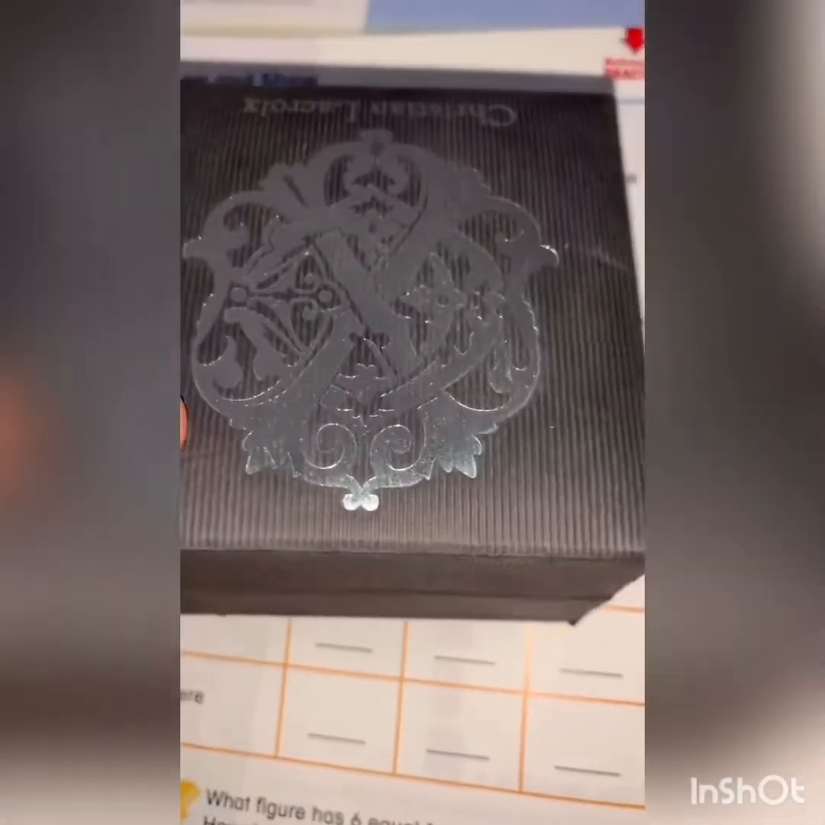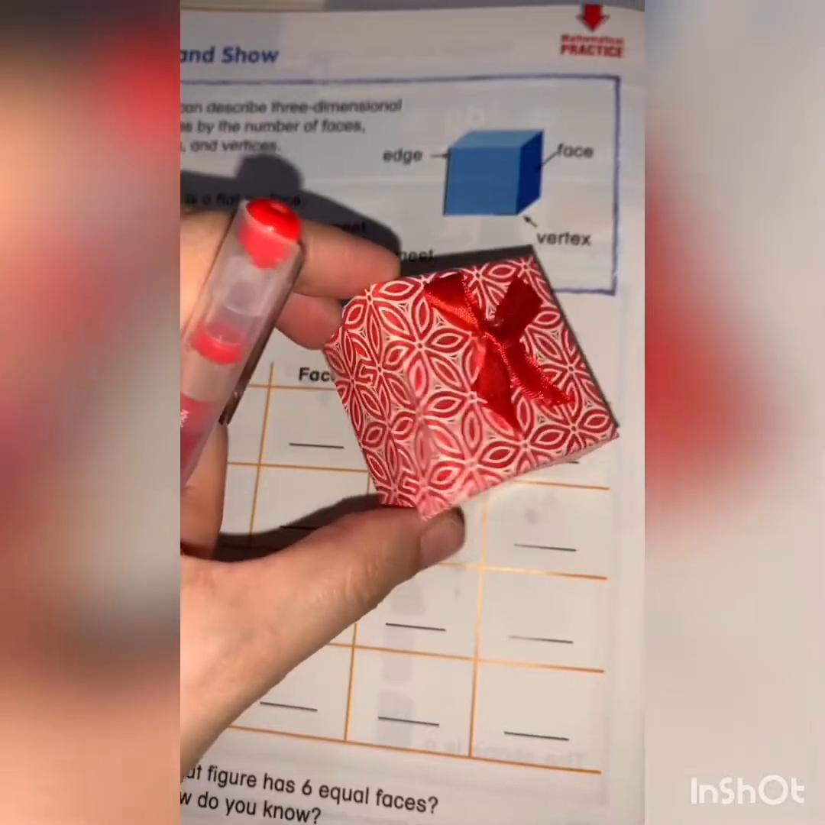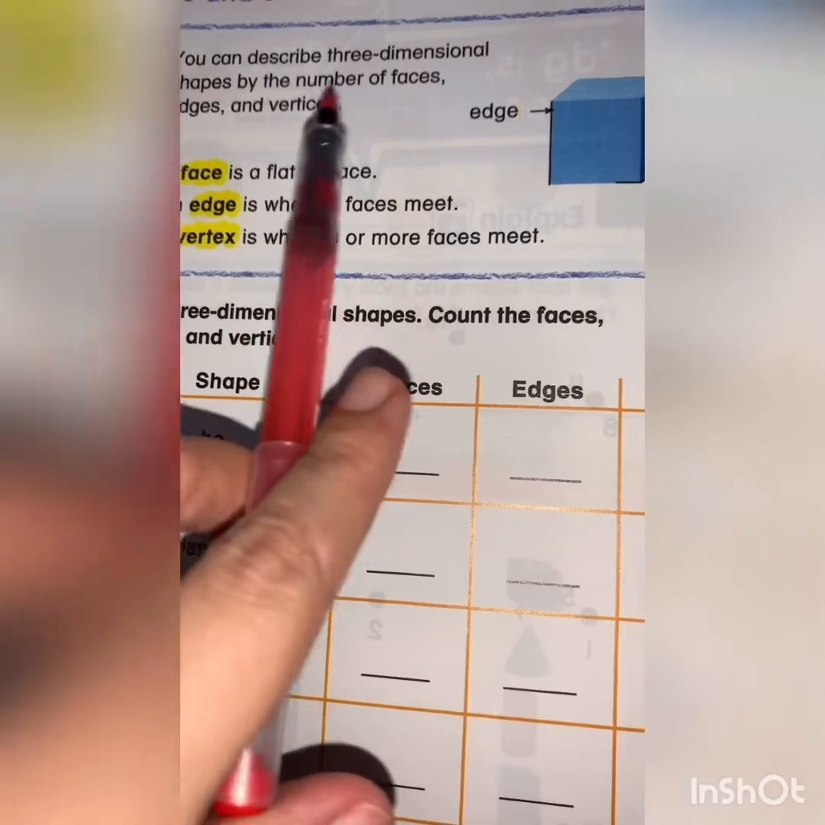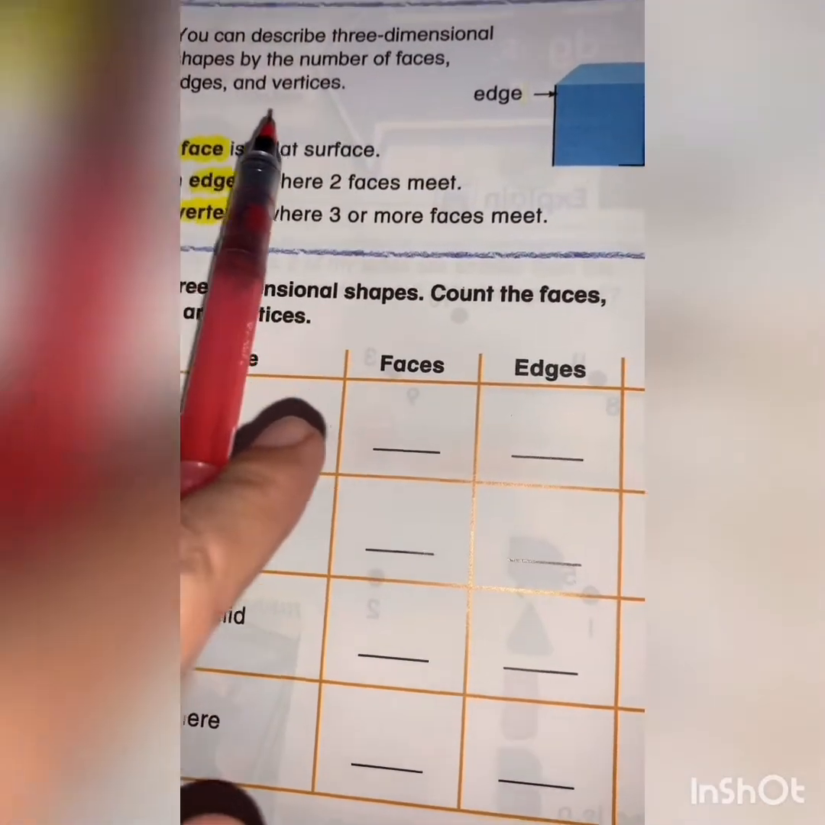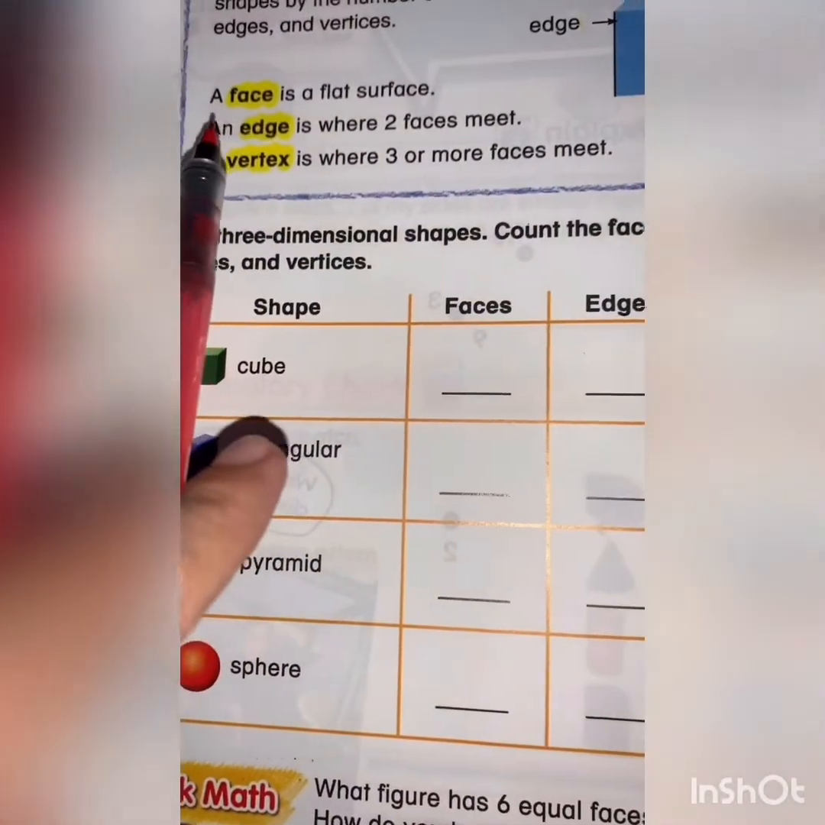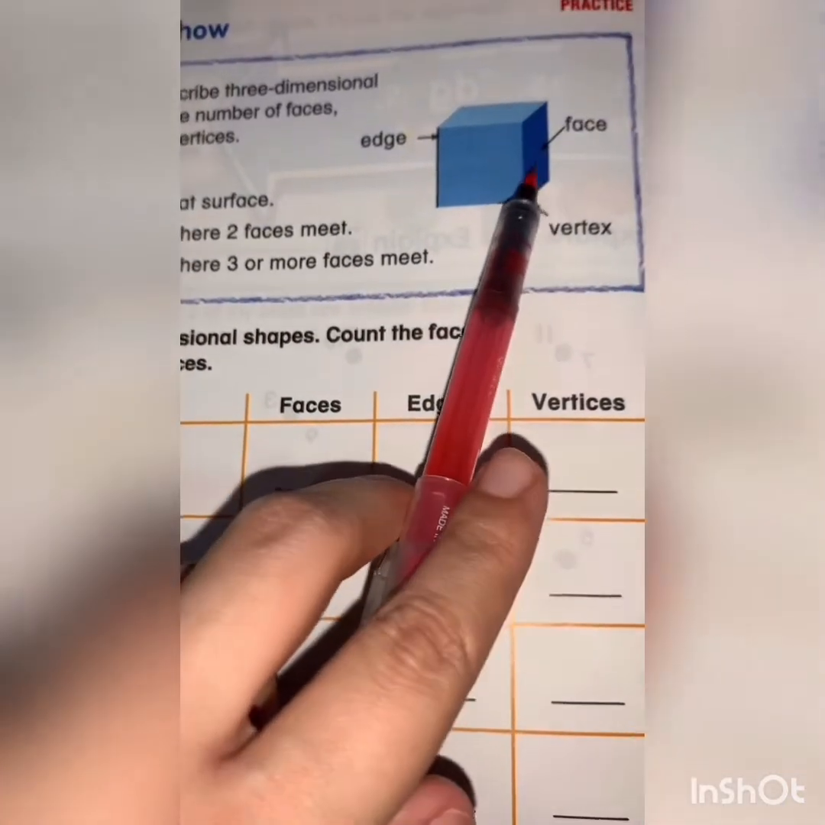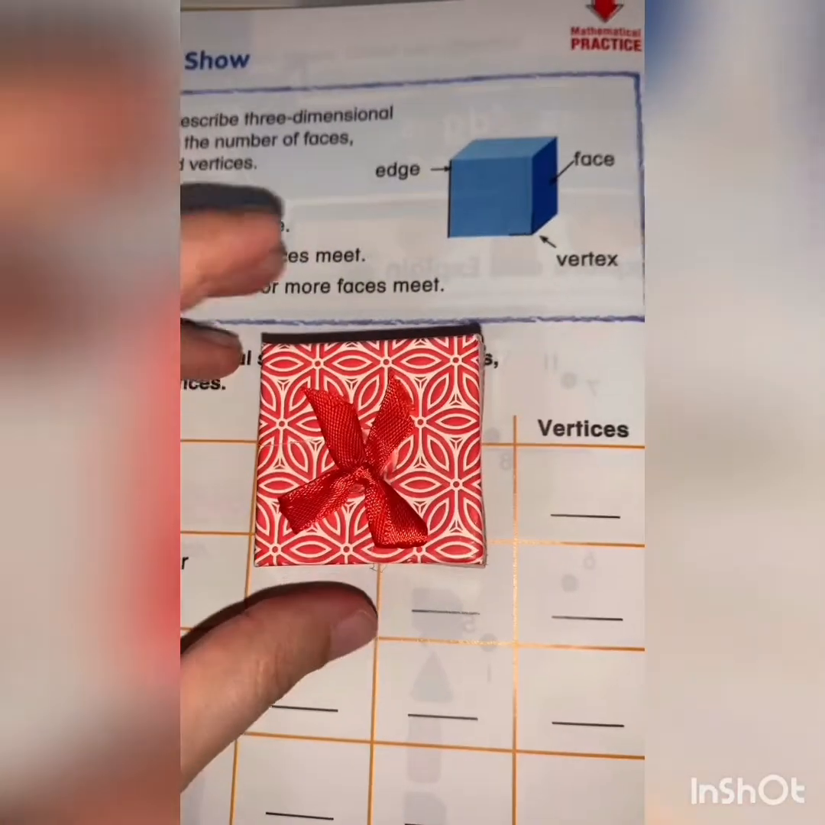Like this cube. This is a cube, right? And this is also a cube. Okay, let's see here. You can describe three-dimensional shapes by the number of faces, edges, and vertices. A face is a flat surface. Look here, for example, this is a face. We called it before side. For example, this is a side, this is a side, this is a side, this is a side, like this.